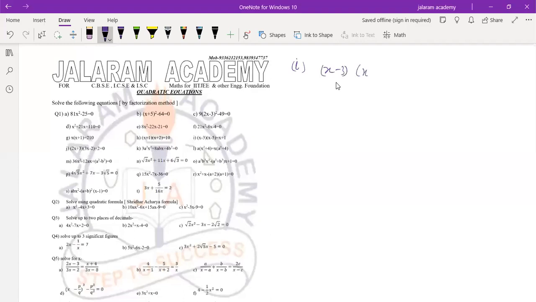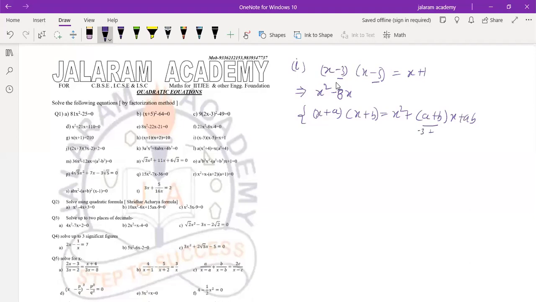Question: (x − 3)(x − 5) = x + 1. First multiply these two by the method (x + a)(x + b) = x² + (a + b)x + ab. So it becomes x². Then the value of a is −3, the value of b is −5. When we add these two, −3 − 5 is −8. It is not the product, it is the sum.